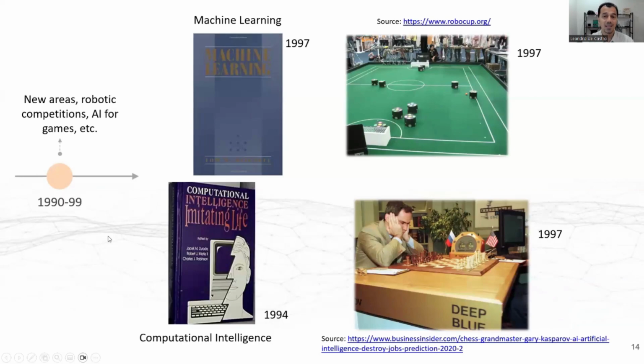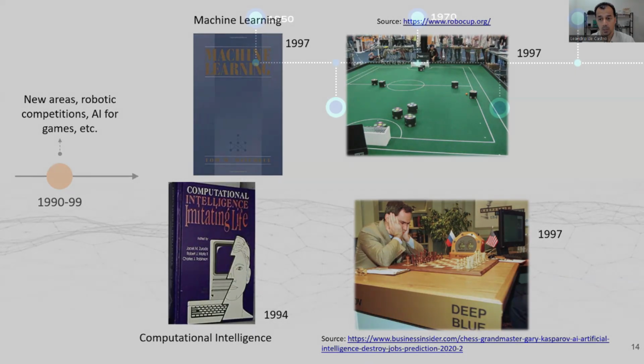Finally, we have the last decade of the past of artificial intelligence, which is between 1990 and 1999, the year 2000. This was a very remarkable period for artificial intelligence because this was when some new technologies started to emerge in some very impactful areas as well.